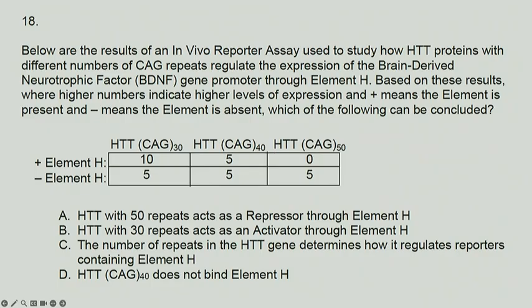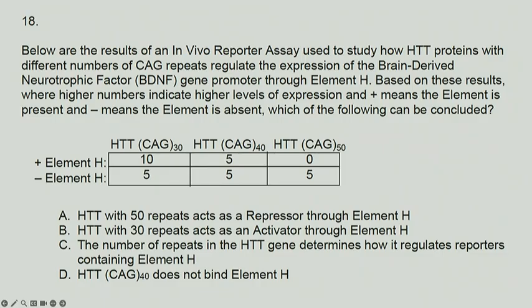So Huntington with 50 repeats acts as a repressor through element H. Is that true? Do we see repression with adding element H in the Huntington with 50 repeats? Yes, right? So we go from an expression of 5 to expression of 0. Huntington's with 30 repeats acts as an activator through element H. Is this also true? Yes, right? So we see expression double from 5 to 10 in that circumstance only.